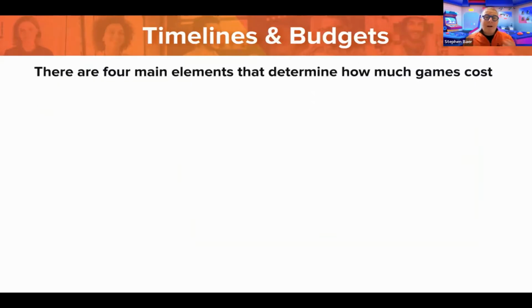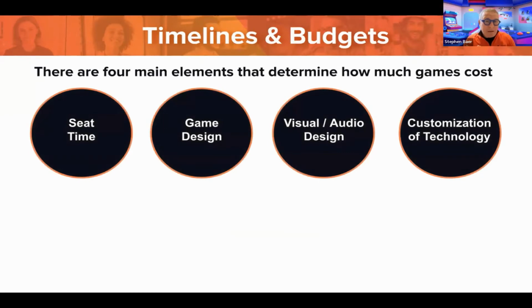So one of the things that we get asked all the time, and this is a really hard question to answer, is, can you talk to me about timelines and budgets? Well, for us, there are about 4 main elements that go into determining that. There's seat time. There's the type of game design. What's that ultimate experience? A lot of what we just went through, the visual and audio design, and then the customization of technologies.